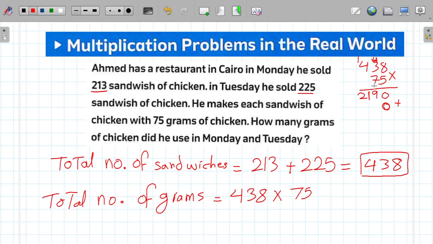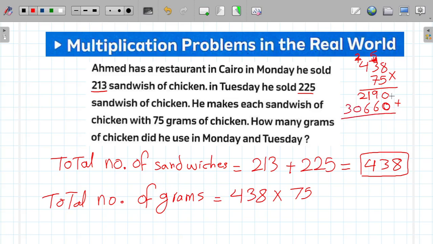And after that, I will multiply by 7. So 7 times 8 equals 56. So I will write 6 and carry up 5. Okay, so I will write 5 here. 7 times 3 equals 21, and 21 plus 5 equals 26. So I will write 6 and carry up 2. Okay, so 7 times 4 equals 28, and 28 plus 2 equals 30. So I will write 30.